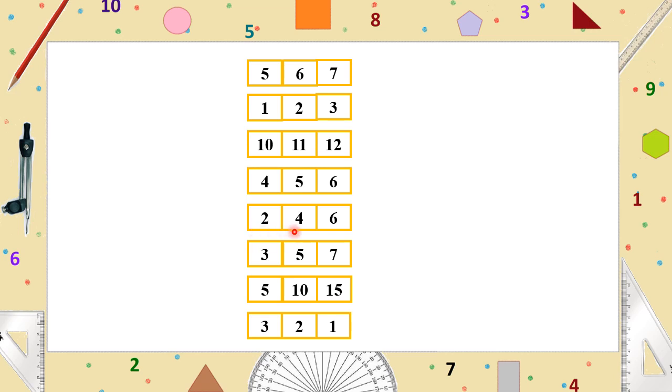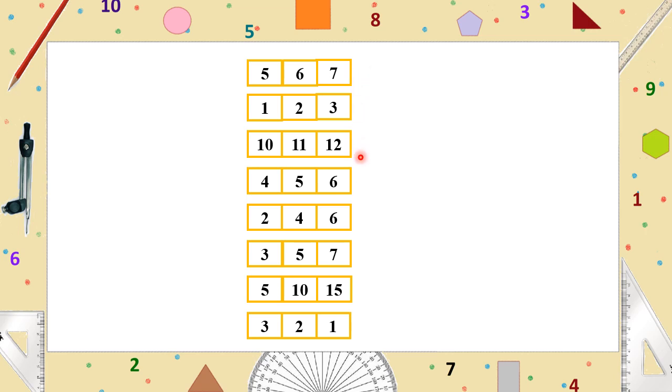Next we took consecutive even numbers 2, 4 and 6. And then we took consecutive odd numbers 3, 5 and 7. And then we took 5, 10 and 15. That is consecutive multiples of 5. And then 3, 2 and 1. Look at these numbers. What we can see here, in all these combinations, there is a regular pattern.